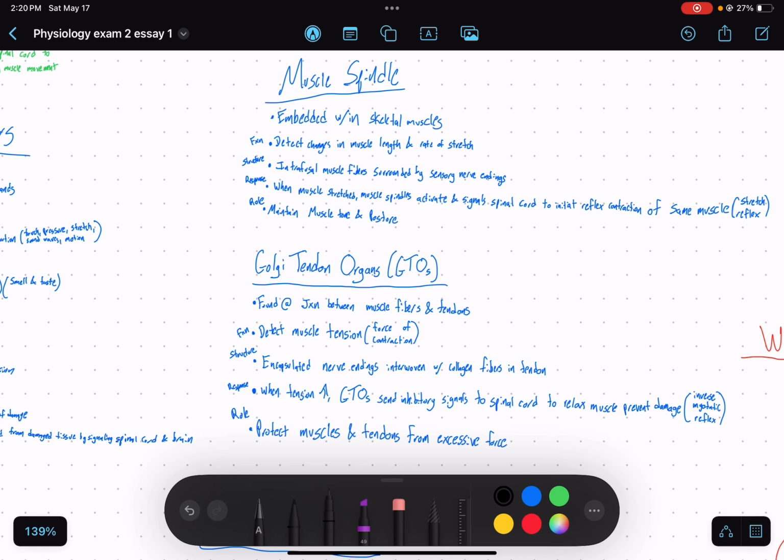With the Golgi tendon organs, those are found at the junction between muscle fibers and tendons. They detect muscle tension, such as the force of the contraction. They're encapsulated nerve endings interwoven with collagen fibers. When the tension is high, Golgi tendon organs send inhibitory signals to relax the muscle to prevent damage from overstretching, which is when those Z discs are too far away from each other. And that's the inverse myotatic reflex. These help protect muscles and tendons from excessive force.